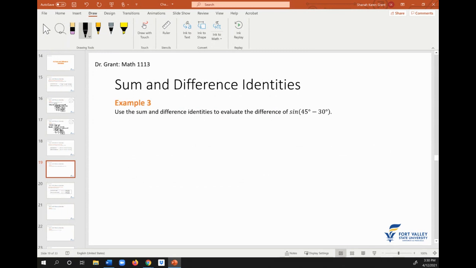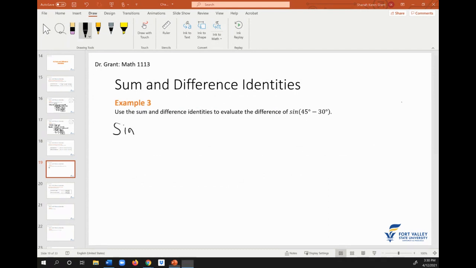So let's look at some examples. Really all we're doing, like we did before, is plugging in. If you need to break up your angles to get two angles on the unit circle to evaluate, you can do that. But basically, we're going to be doing what we've been doing with cosine. So for instance, here we want to find sine of 45 degrees minus 30 degrees. So I'm going to, again, write my formula.